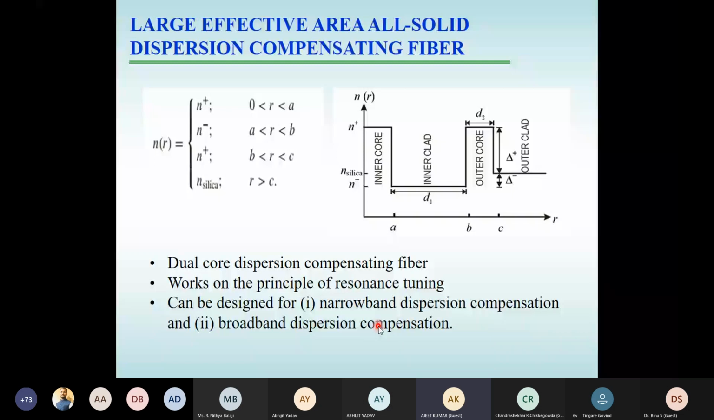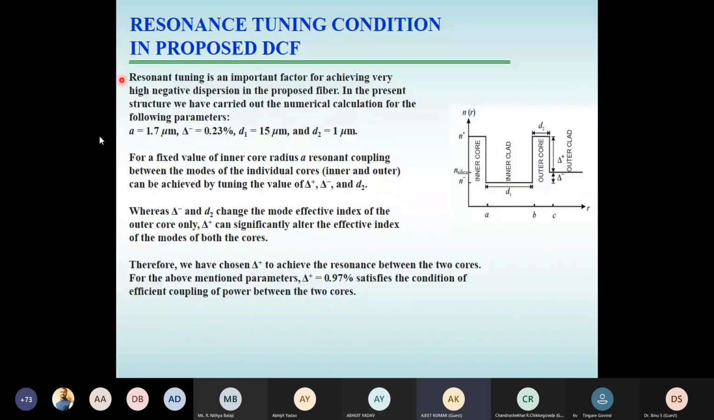So how to do it, I have just mentioned the principle here. Suppose you have taken A equal to 1.7, which ensures the single mode operation. Del minus, so silica is there, you control the fluorine doping with del minus equal to 0.23, and D1 you have taken 15 micron and D2 you have taken 1 micron.